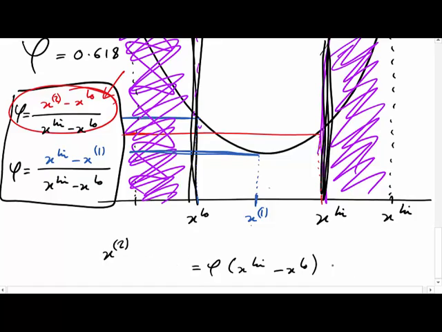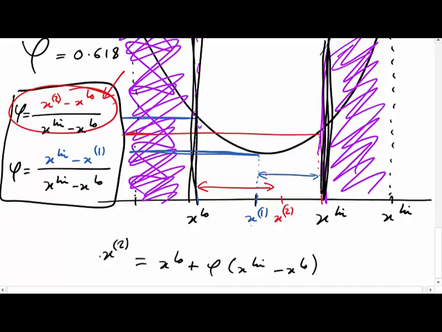So let's take this x low to the other side. This becomes x low plus phi times the length of my interval. This should be right because x2 will occur over here, and that distance is measured from x low. Likewise, when finding x1, I measured it from x high. So x1 is measured from x high, and x2 is measured from x low. That's the formula for it.